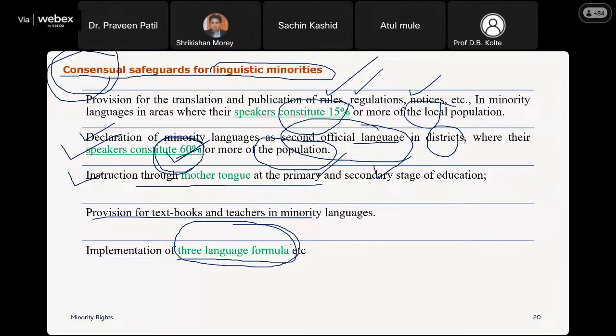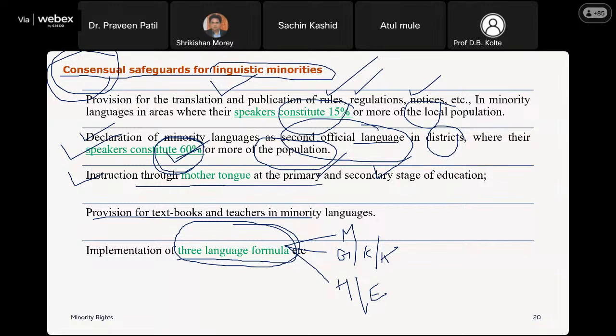Three language formula means, suppose in the state of Maharashtra, Marathi of course would be the primary language. Second, if Gujaratis are living there, Gujarati could be the second language, or Kannada, or Konkani, whatever. And the third one, as you all know, is the national language, which could be Hindi or English. Every state is expected to follow the three language formula to safeguard the interest of linguistic minorities.